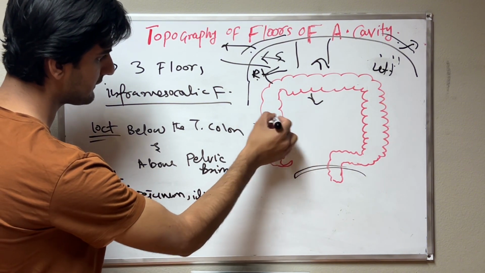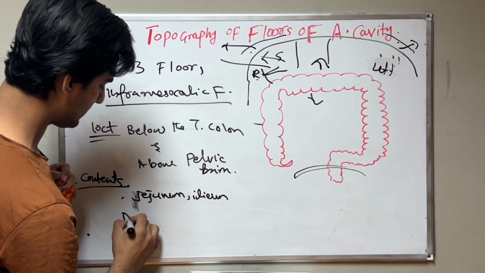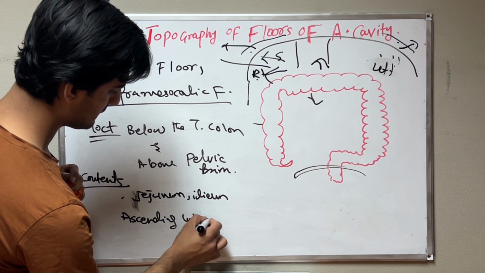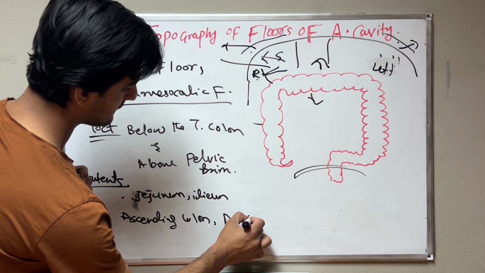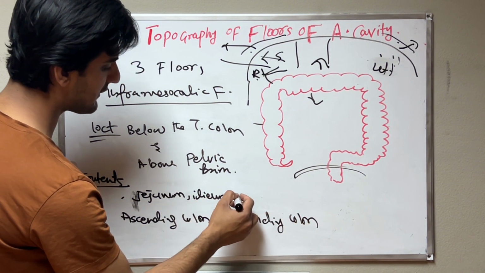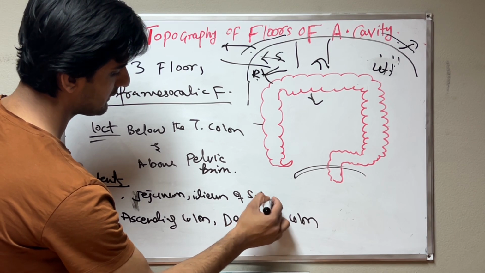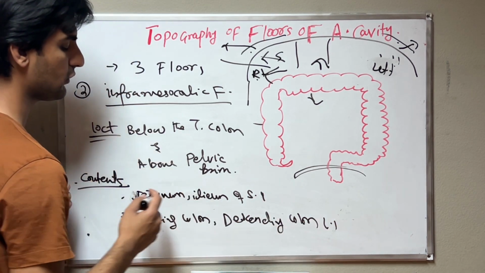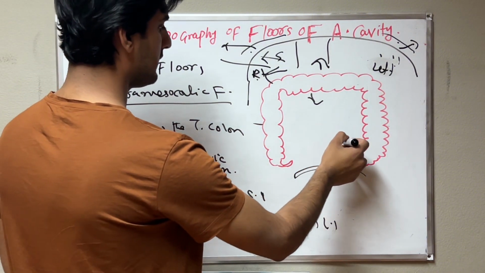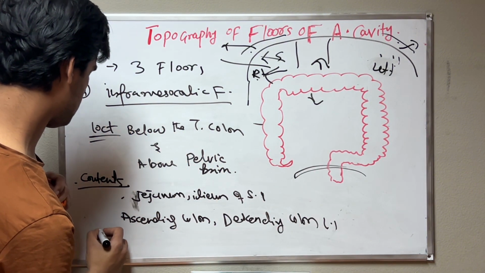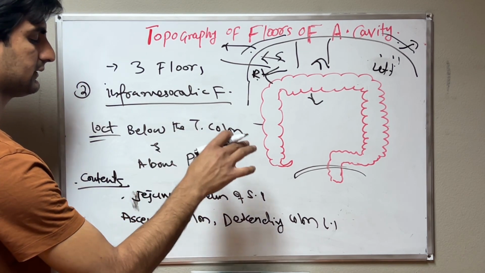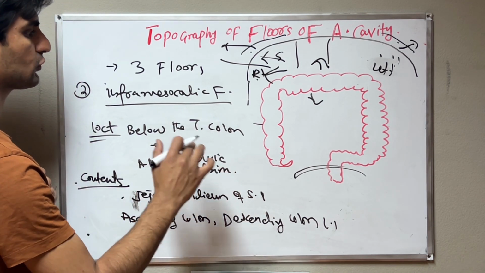We have also here the ascending colon, descending colon, and jejunum of small intestine. This is small intestine, and this is a large intestine part. Okay, and then also we have there the contents or organs which are located in the inframesocolic floor.